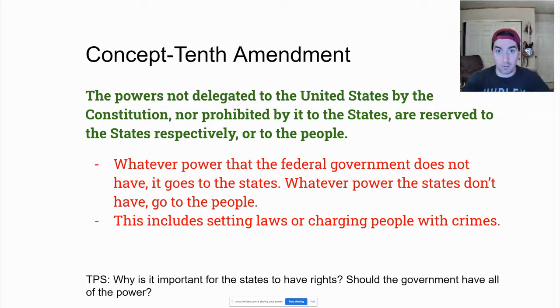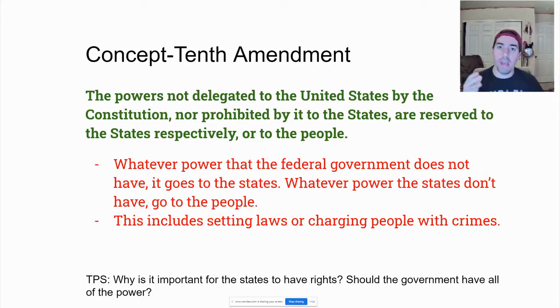So it's kind of a trickle down, right? The federal government makes the rules, right? And whatever they don't say, the state governments have a right to make rules on. If the federal government doesn't say anything about it and the state government doesn't say anything about it, then, well, it's up to you if you would like to do or not do a certain thing. Basically, whatever power the federal government does not have, that power goes to the states. Whatever power the states don't have, that goes to the people. This includes setting laws or charging people with crimes.